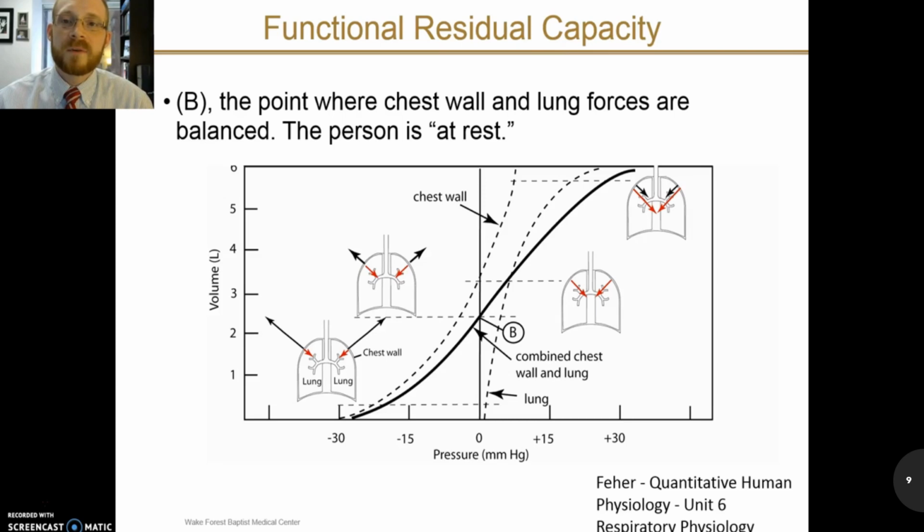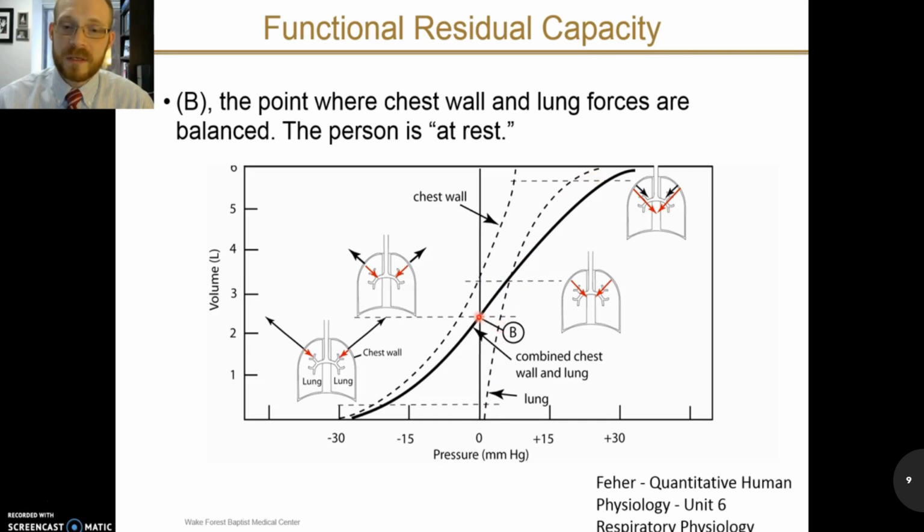So let's look more at functional residual capacity. Remember that this volume is a set volume based upon the compliance of the chest wall and the lungs. This dashed line shows the compliance of the chest wall among different ranges of pressure in the pressure volume curve that's generated. This dashed line shows the same thing for the lung tissue.